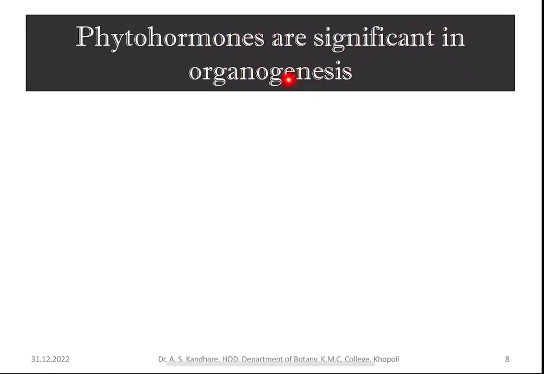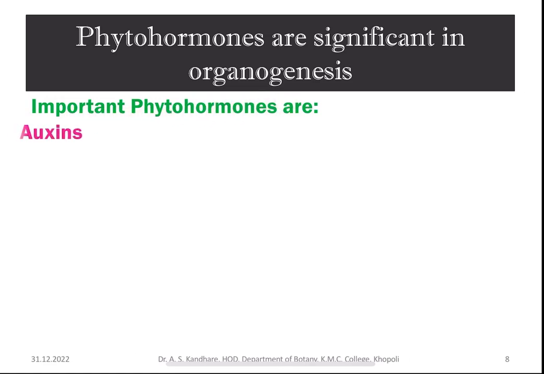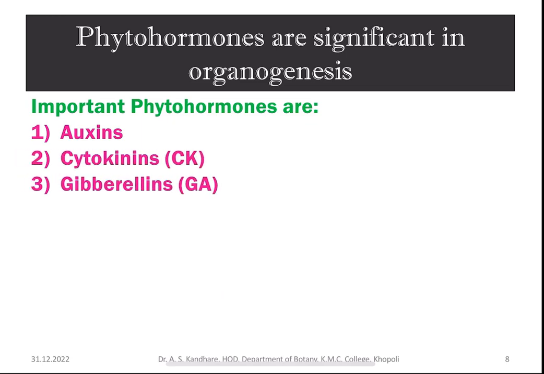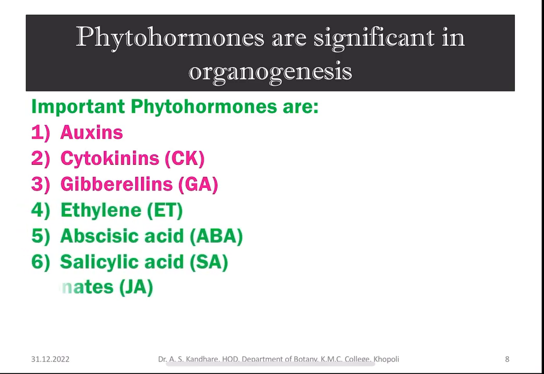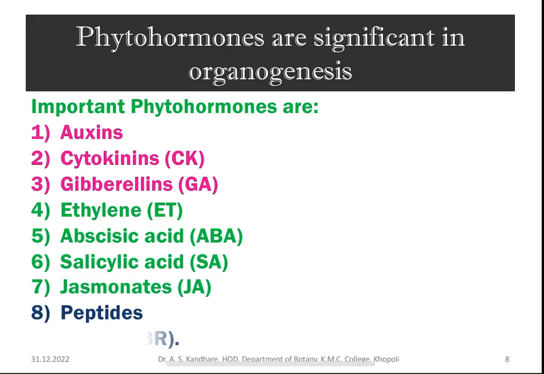फाइटोहार्मोन्स आर सिग्निफिकेंट इन ऑर्गेनोजेनेसिस. जैसे मैंने बताया कि फाइटोहार्मोन्स का बहुत ही इंपॉर्टेंट रोल होता है पीटीसी के अंदर. सो इम्पॉर्टेंट फाइटोहार्मोन्स कौन से हैं? तो सबसे इम्पॉर्टेंट है ऑक्सिन, उसके बाद में साइटोकाइनिन होते हैं, जिबरलिन्स, इथिलीन, एब्सिसिक एसिड, सैलिसिलिक एसिड, जास्मोनेट्स, पेप्टाइड्स, ब्रासिनोस्टेरॉइड्स. So these are some common important phytohormones, isn't it? So these phytohormones one can use during PTC.